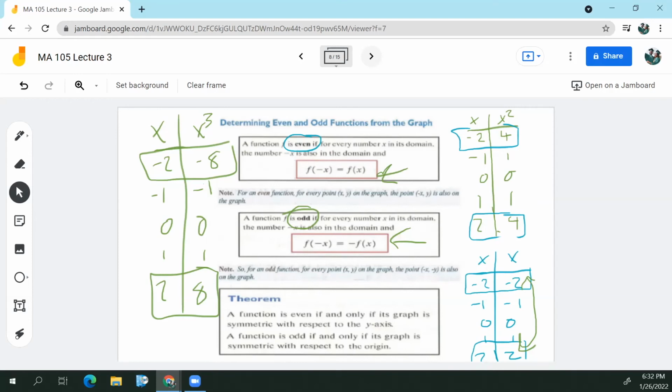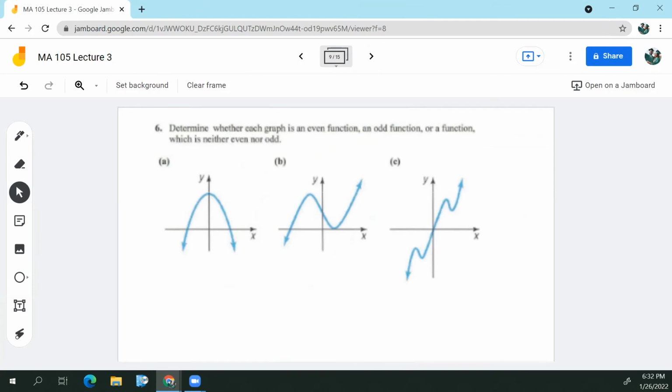In other words, here's the theorem. A function is even if and only if its graph is symmetric with respect to the y-axis. So we talked about that. These are the even functions. A function is odd if and only if it is symmetric about the origin. It has that origin symmetry we talked about in the first lecture. All right. Let's talk about some situations and figuring out whether they are even or odd.